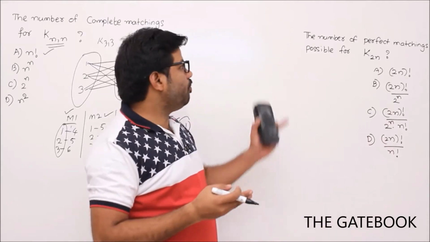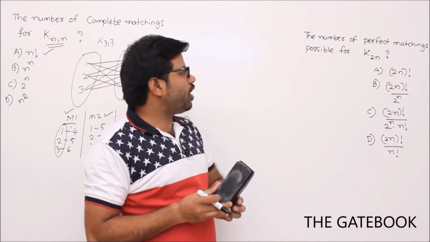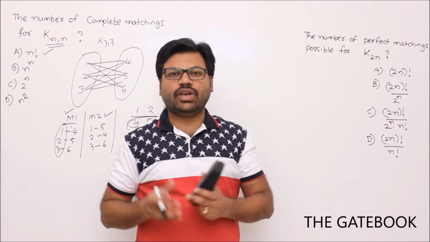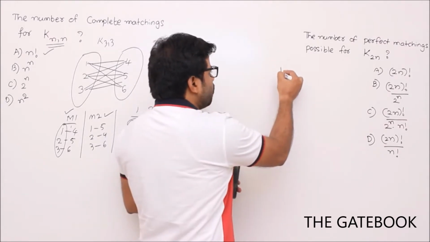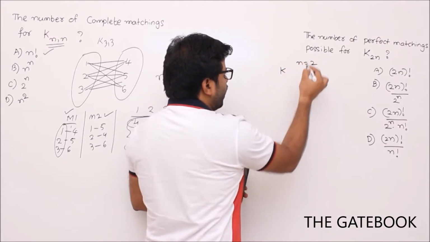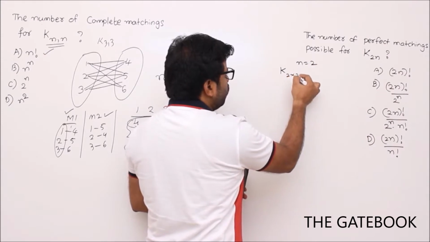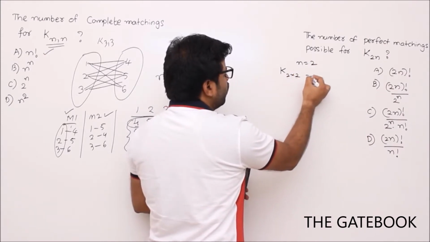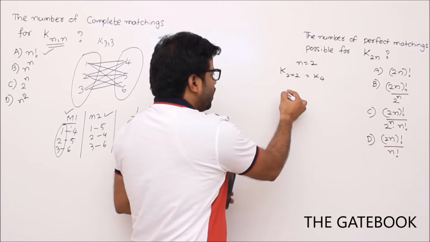Let's see one more problem. The number of perfect matchings possible for K_2n. We'll understand this problem with n value 2. When n value is 2, it is K_2·2, that means 2 into 2, which will be K4. First, let me draw K4.